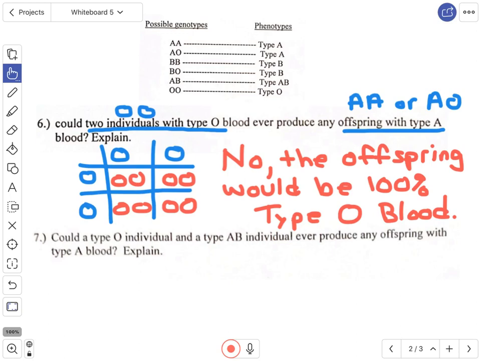Okay, so that's giving you a start. I'd like you guys to go ahead and finish up those last 5 questions on your own. Be sure to show some Punnett squares, proving your work, and then giving your explanation to support.